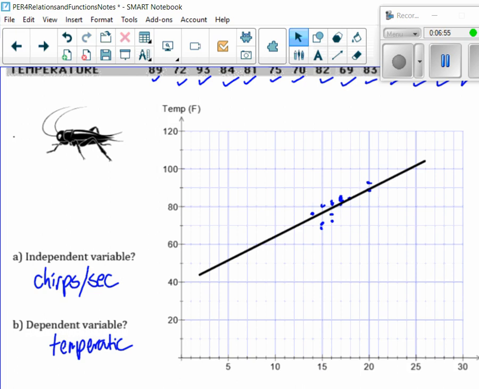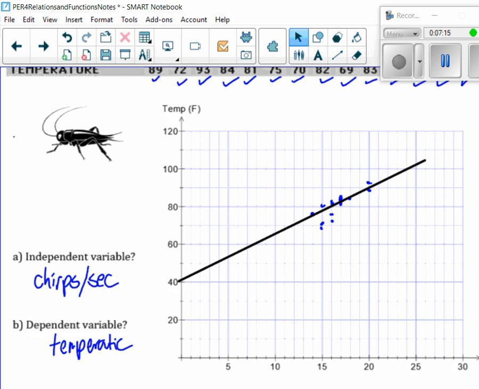It seems like it's hitting it a little bit more. Or I can move it like that. Is that hitting it better? What do you think? Okay, if you think you got a good line, extend it all the way so that you can see what the temperature is when the chirps are silent.